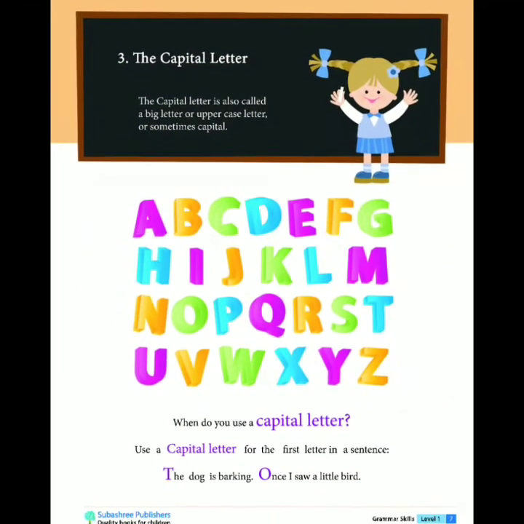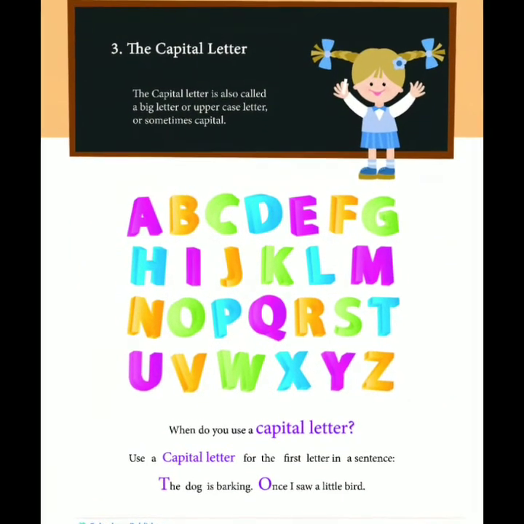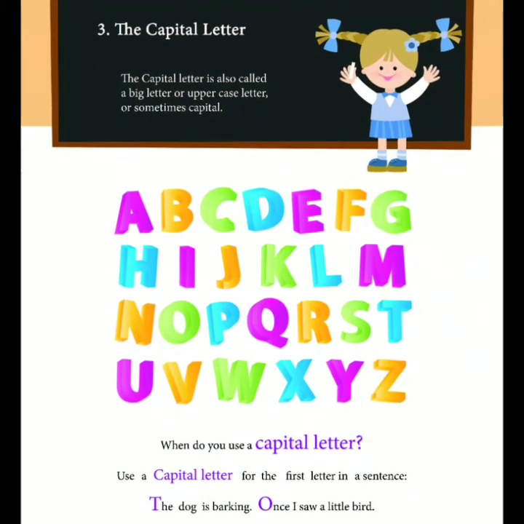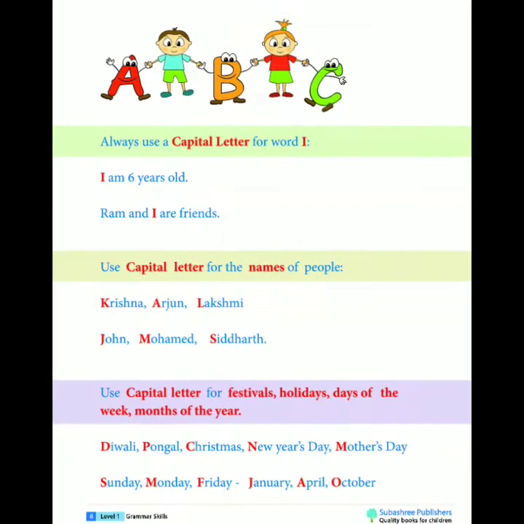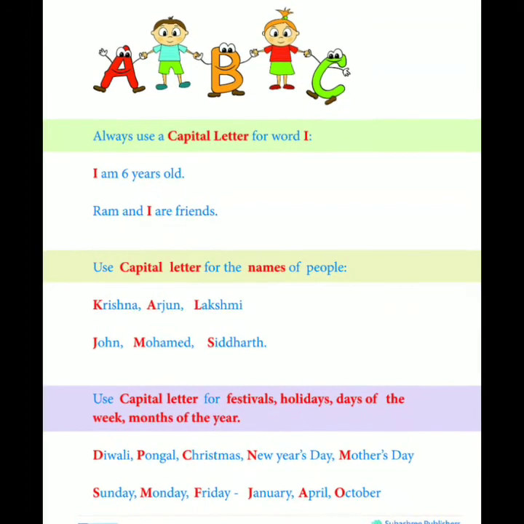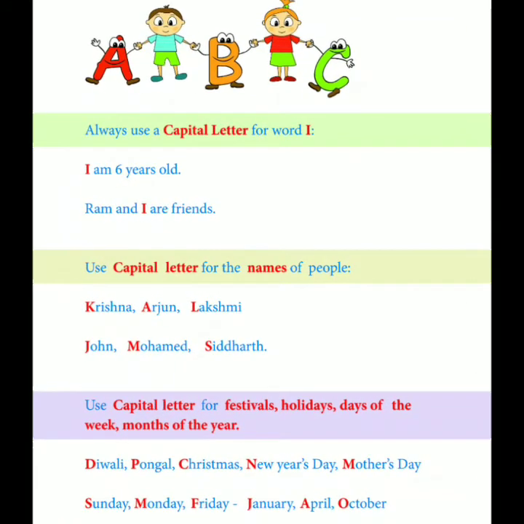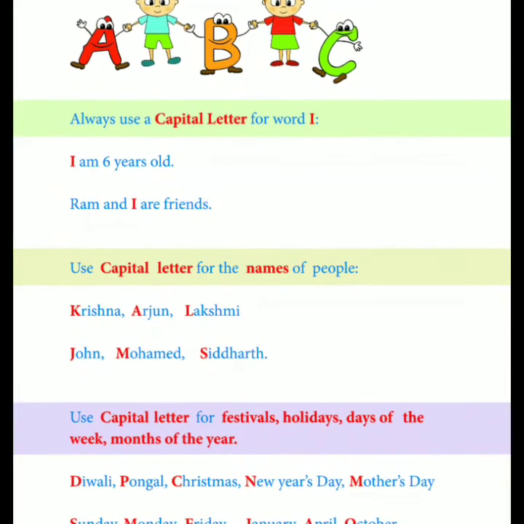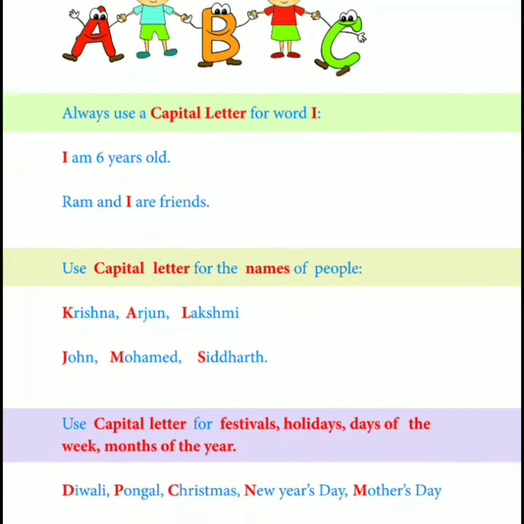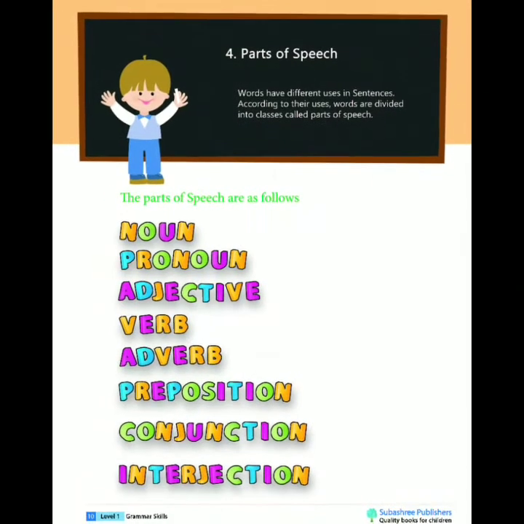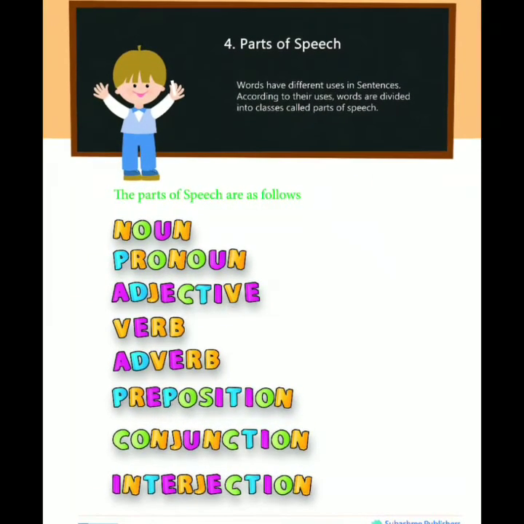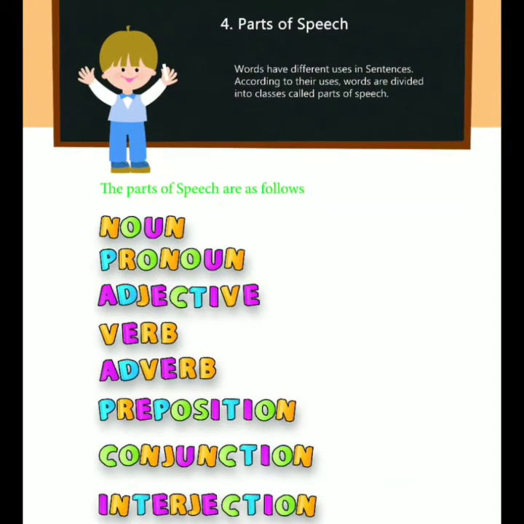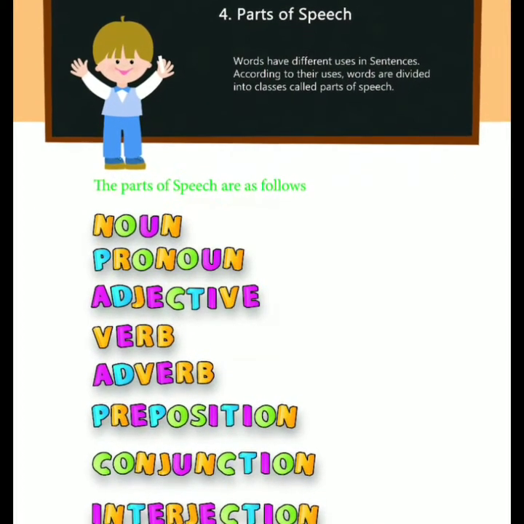The capital letter is also called a big letter or uppercase letter or sometimes capital. So these are the capital letters in the English alphabet. When to use a capital letter? Always use a capital letter for the word I. I'm 6 years old. Use capital letter for the names of people like Krishna, John, Mohammed. Use capital letter for holidays, days of the week, month of the year. These are the 8 parts of speech: noun, pronoun, adjective, verb, adverb, preposition, conjunction, and interjection.